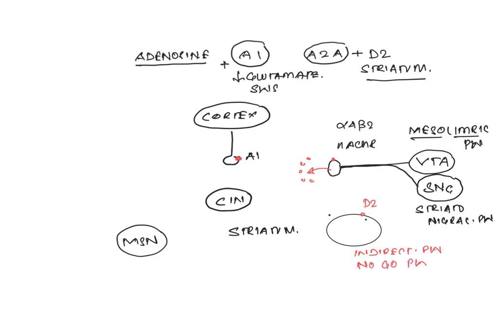That means that when you stimulate the indirect pathway, you inhibit a particular movement. Another group of medium spiny neurons is rich in D1 receptors. These are called the direct pathway.